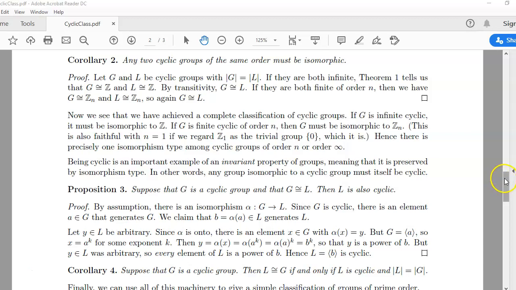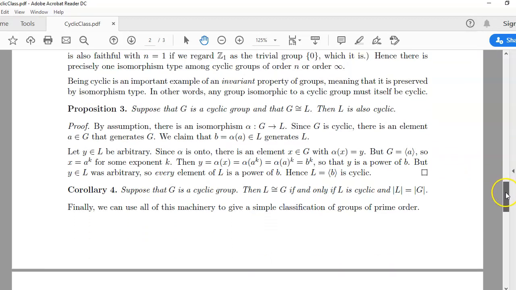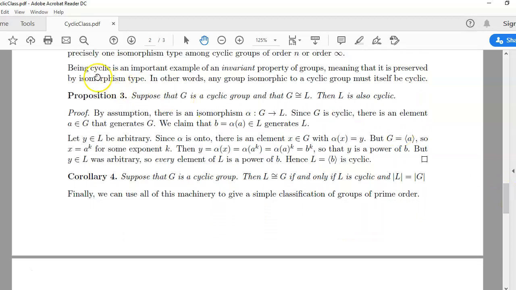I want to prove a few more things about being cyclic, which are important and will also lead us into future handouts. The first thing I want to point out is that being cyclic is an important example of what's called an invariant property of groups. We're going to get into invariance in one or two lectures from now, and it'll be one of the last things we do this semester. Being an invariant property means that the property is preserved by isomorphism type.